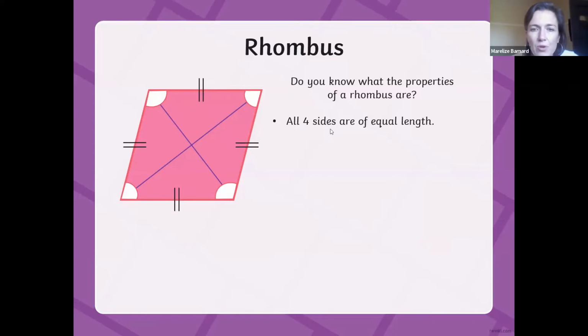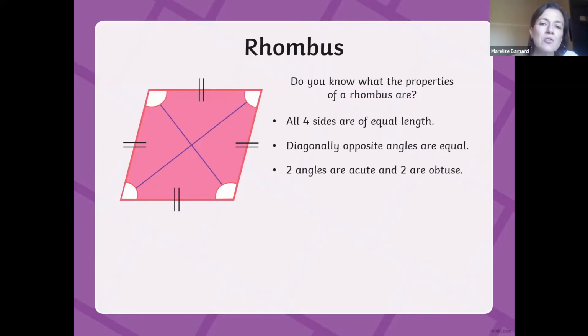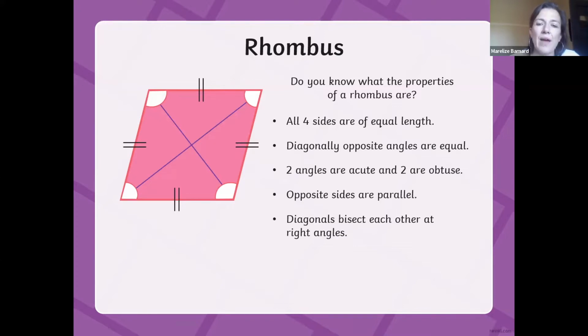Okay, let's see. What are the properties? All four sides are equal. Too acute and too obtuse. Okay, so be careful here. The angles are not all equal. All the sides are equal. The diagonally opposite angles are equal, like it's stated here. So the two opposite corners, those angles are equal. Two angles are acute and two are obtuse. Nice. The opposite sides are parallel and the diagonals bisect each other at right angles.